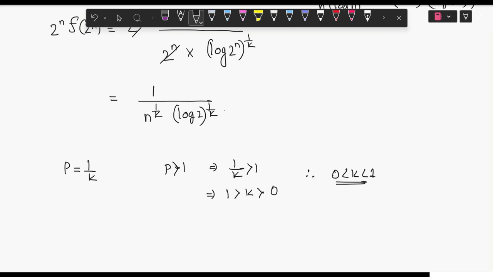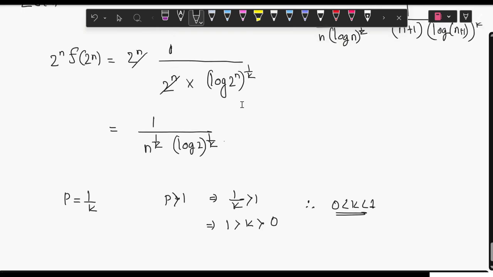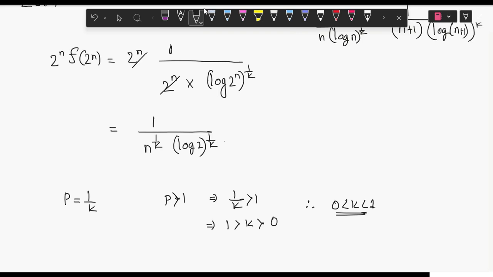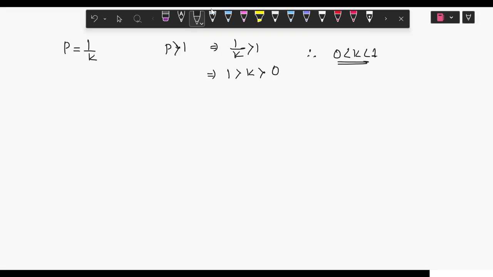Now think about when k is negative. If the value of k is more than 0 and less than 1, then this series is convergent. If k is greater than 1, this series is divergent.